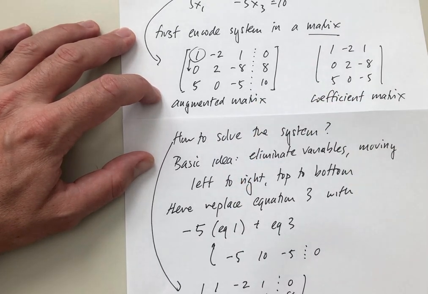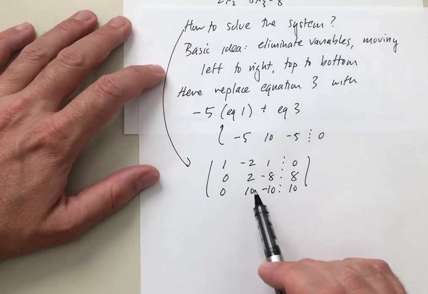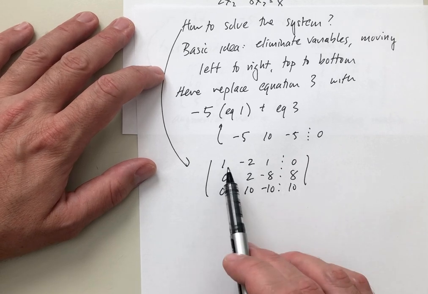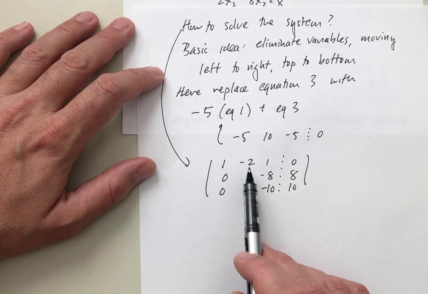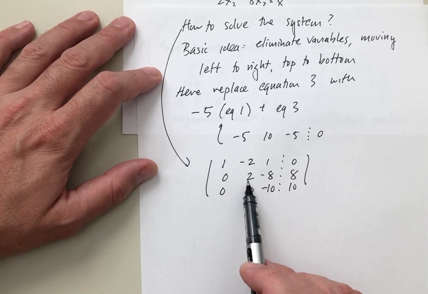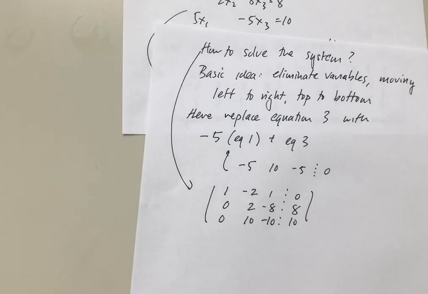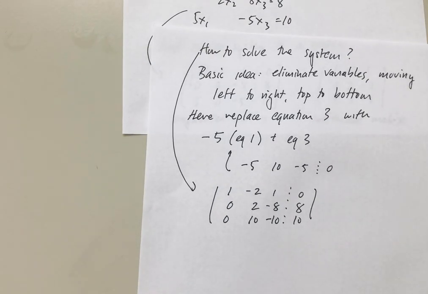Okay, and so what I get here is now a new system of equations. This is an augmented matrix. So now it's saying x1 minus x2 plus x3 equals 0, etc. This is 0x1 plus 2x2 minus 8x3 equals 8. There are 3 equations, but we see that's a bit simpler than we had before. And what I'm going to do now is continue.